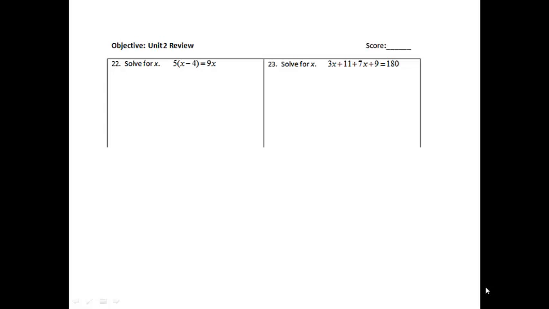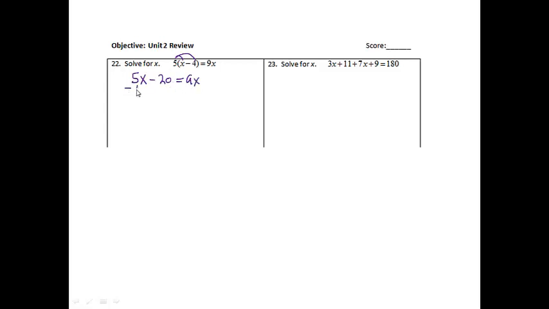Okay, we're in Unit 2 review now, which is solving equations. This one, first one says to solve for x, 5 parentheses x minus 4 is equal to 9x. First thing we want to do is get rid of those parentheses, so I'm going to distribute. I'm going to get 5x minus 20, because remember 5 times 4 is 20, is equal to 9x. And now we need to get the x's on the same side.